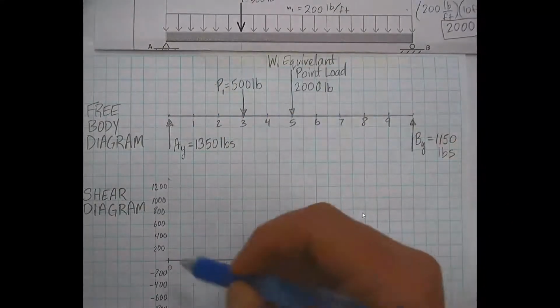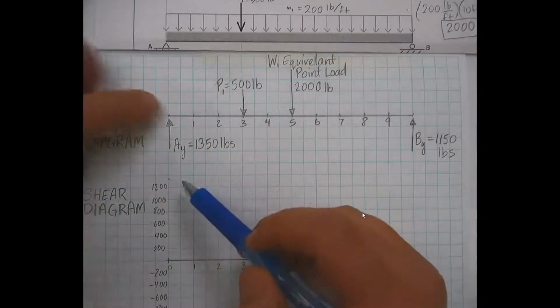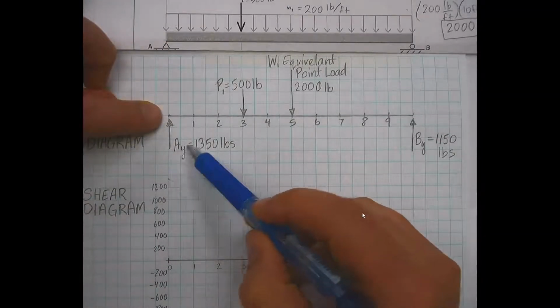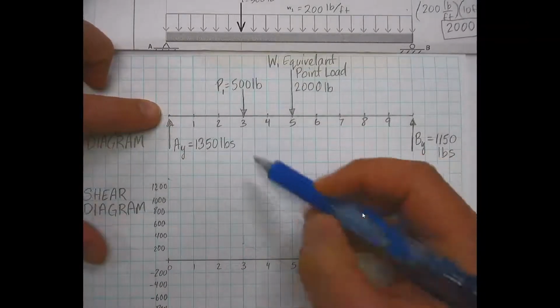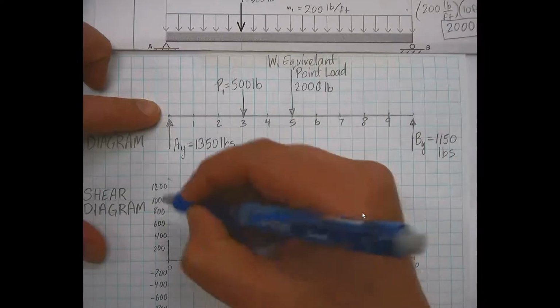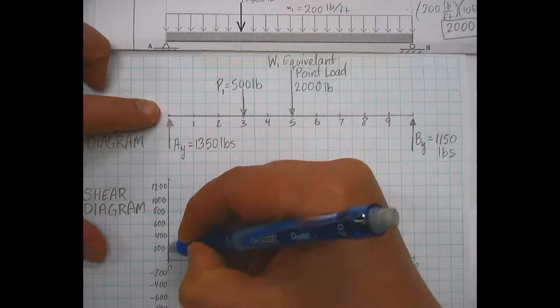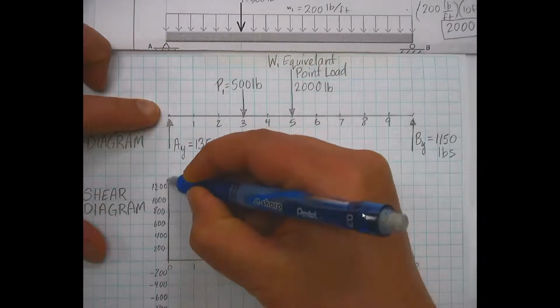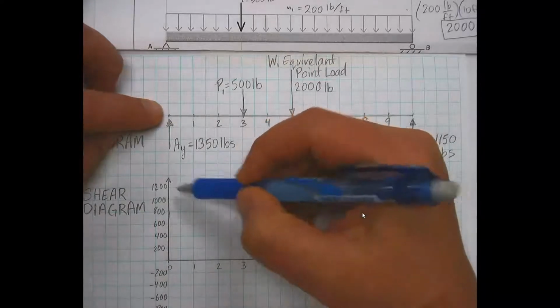So what we do is we start off over on the left-hand side and take a look at the free body diagram, and we see that we start with AY going up by 1350. So that on our shear diagram here is going to go straight up by 1350, right about there. And that is that first piece there.